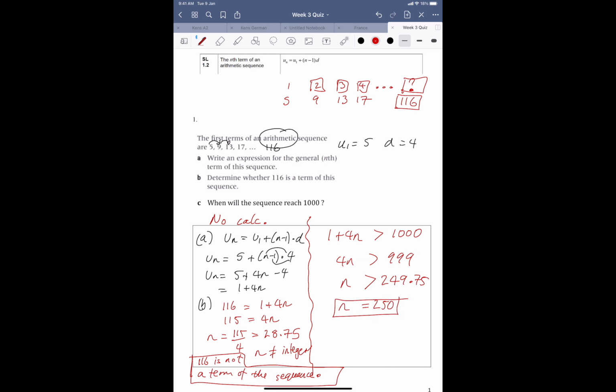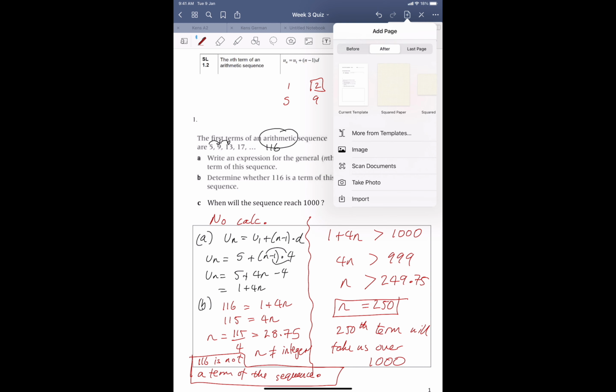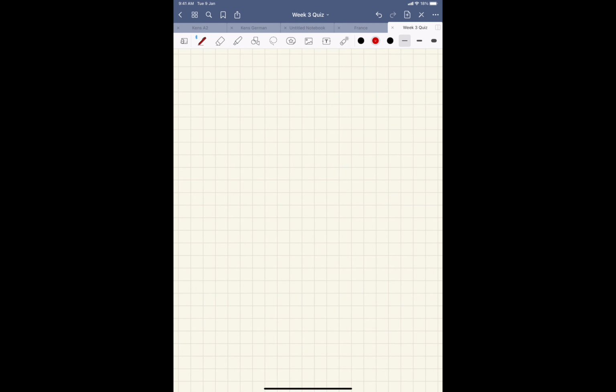So the 250th term, okay, will take us over 1000, okay? So there you go, that's how to do it, probably the normal way, the non-calculator way. But I think it's good to do it with the calculator as well. So let's go ahead and show you the complete calculator way now.